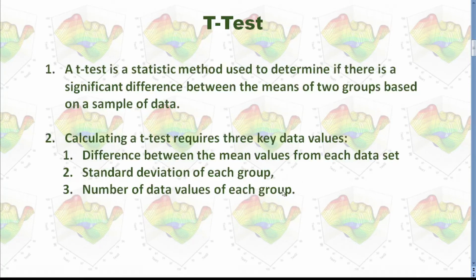What does t-test do? A t-test is a statistic method used to determine if there is a significant difference between the means of two groups based on a sample of data. Calculating a t-test requires three key data values. First, the difference between the mean value from each data set. The second one is the standard deviation of each group. The third one is number of data values of each group.